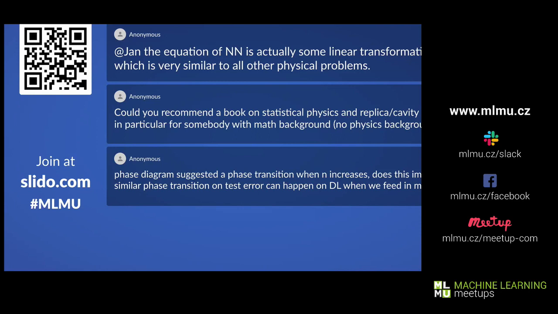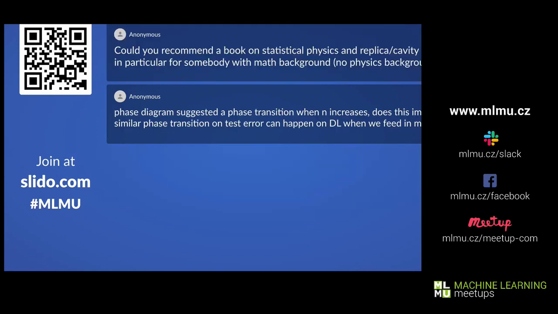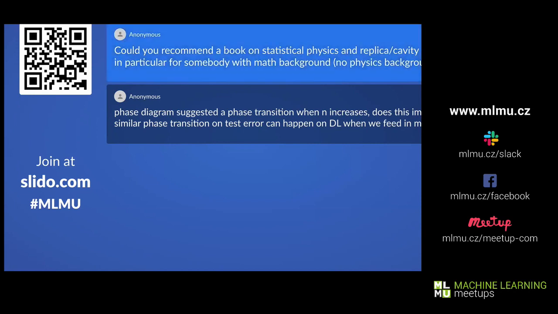The next question: could you recommend a book on statistical physics and the replica cavity method in particular for somebody with a math background, no physics background? There is a book by Mézard and Montanari from 2009. I can give the reference to the organizers and they can share it. If you type Mézard Montanari in Google Scholar, it's cited I don't know how many thousand times. You should find it. That's a nice book for people, it doesn't assume any physics.